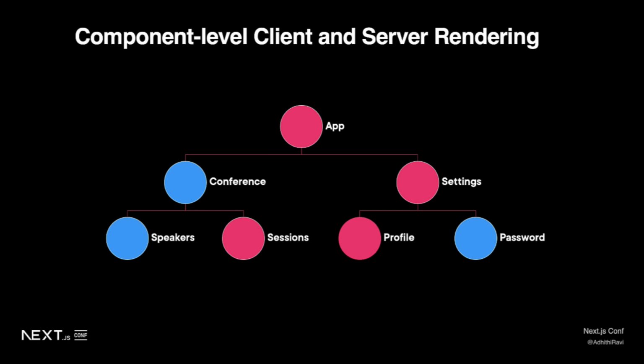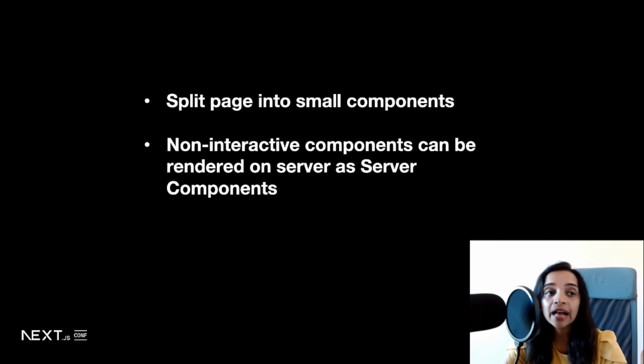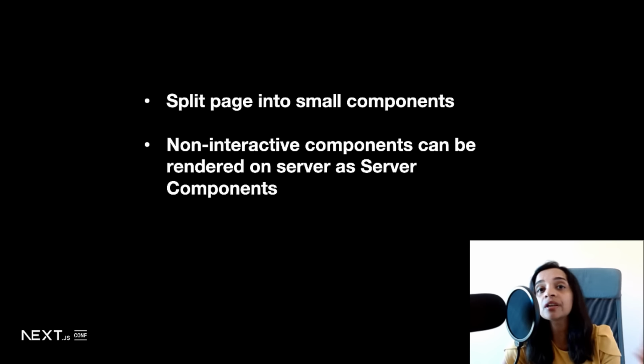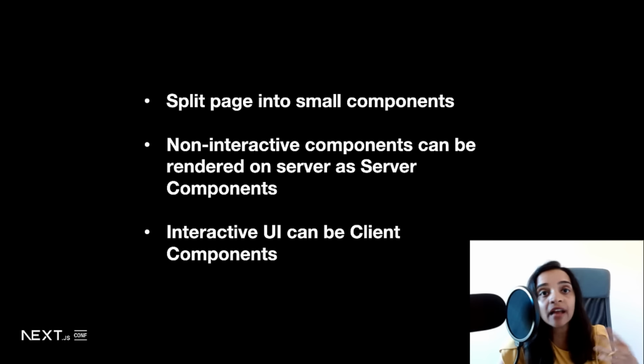On the root level, my application is going to be a server component, followed by a conference page and a settings page. I'm going to have a speakers page within the conference page, and the sessions page. You can see that we can mix the server components and the client components, and React would be smart enough with its rendering of the components. When you have a typical web page, you would want to split the page into small components, which you always do with React, and all the non-interactive components can be rendered as server components on the server. The interactive UI like button clicks, scrolling, navigation bars, and so on can live as client components.